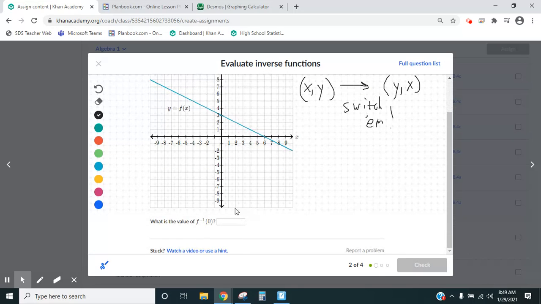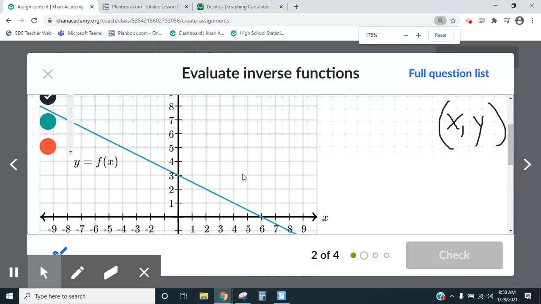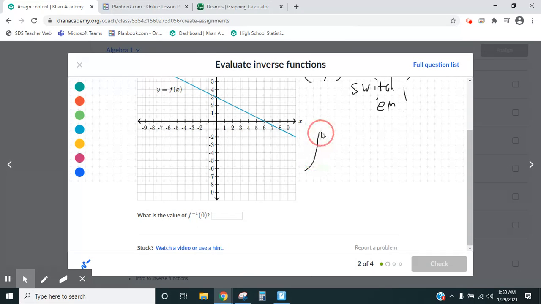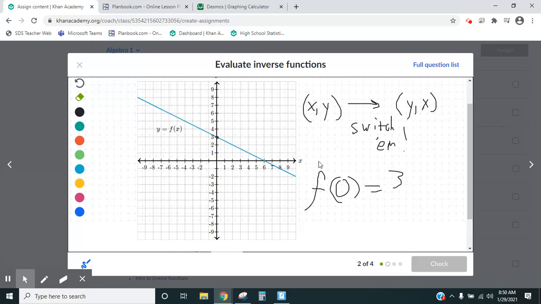Okay, so what is the value of the inverse of 0, though? So when it's worded this way, what is the inverse of f at 0? Okay, now if you remember way back when we did evaluating functions, if it said f of 0, it meant go to 0 and then find the y coordinate. That's what it meant, which this answer would be 3. But that's not what it's saying here. It's saying find the inverse.